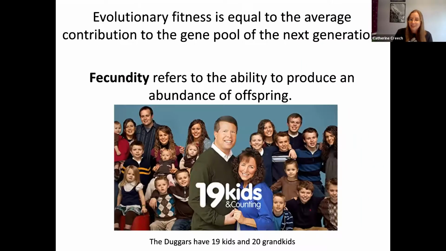That brings us to a new idea. Evolutionary fitness is basically equal to how much you contribute to the gene pool of the next generation. That means that the Duggars, which are the family in that photo, and the reality show 19 Kids and Counting, which I think there's a spinoff now that's still going, they are very fit. They have a high evolutionary fitness score because their genes are overrepresented in the next generation. They have 19 kids, and those kids had 20 grandkids, so their genes are being passed on at a high rate. That is very evolutionarily fit.